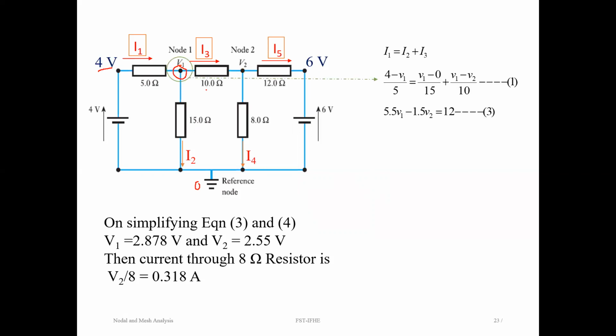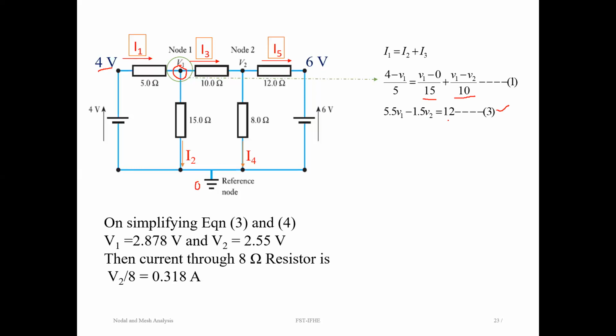So applying the KCL at node V1, the KCL equation is I1 is equal to I2 plus I3. I1 is the current flowing from the 4 volts node voltage to V1, so 4 minus V1 by 5, whereas I2 is the current flowing from V1 to ground, so V1 minus 0 by 15, and I3 is the current flowing from V1 to V2, V1 minus V2 by 10. So on simplifying, you will get the equation 5.5 V1 minus 1.5 V2 is equal to 12.